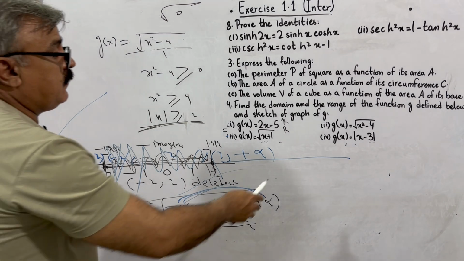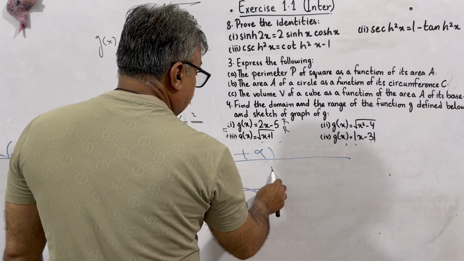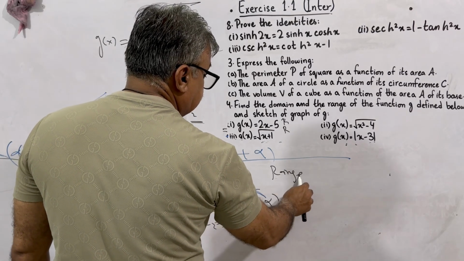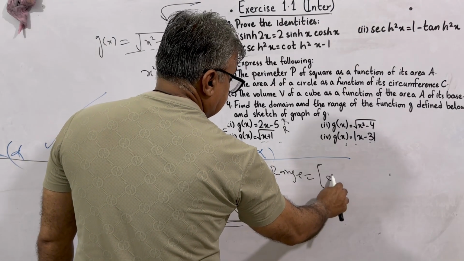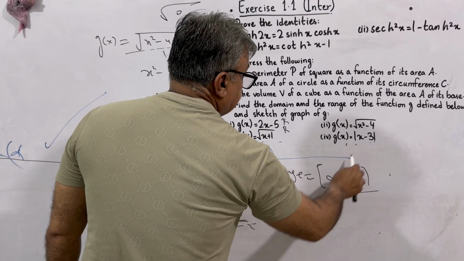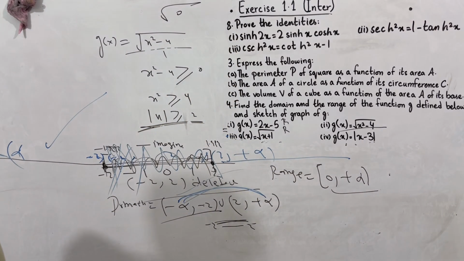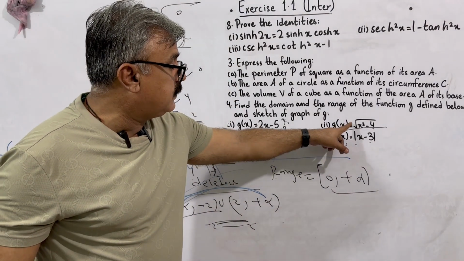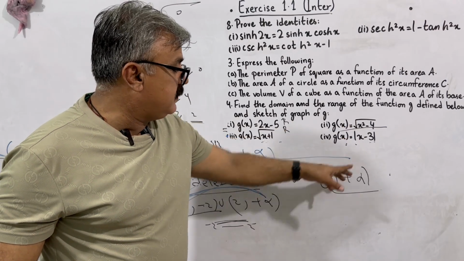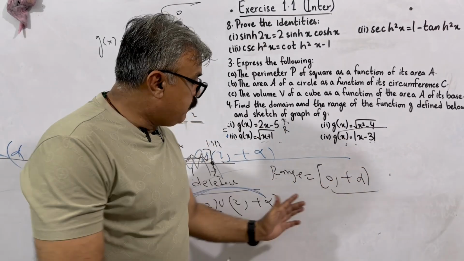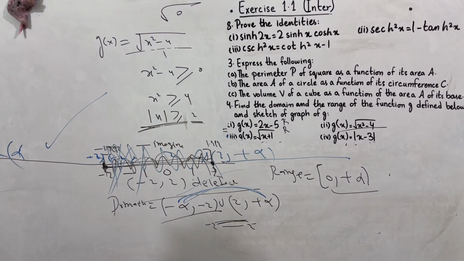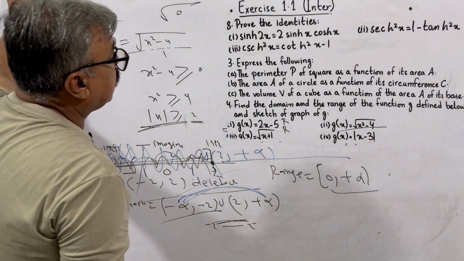And the range of a square root function is always non-negative. The range of this one is from 0 to positive infinity. It depends upon the outer symbol, which is, by the way, positive. That's why the positive real portion is the range in that case.